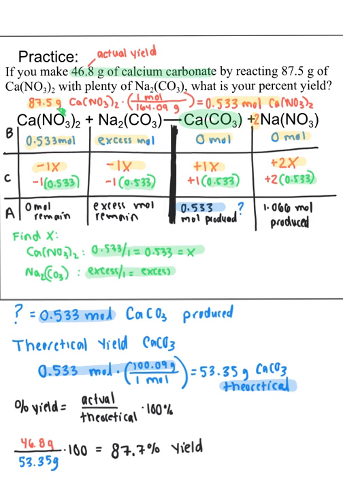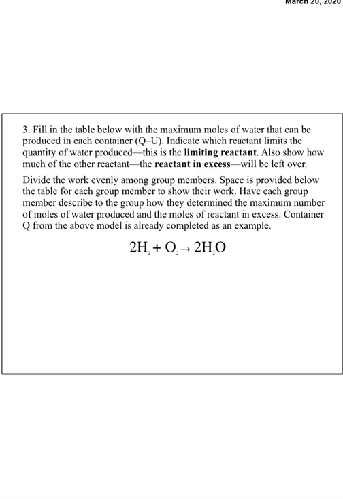Notice, we still have not touched this number up here, 46.8. Right? It's still sitting right there, haven't used it at all. Right now, I'm going to take actual, 46.8, divided by my theoretical, 53.55, times that bad boy by 100, and we have an 87.7% yield. Less than 100, which means we somehow did not either make as much CaCO3 as we said we would, or we did make it, and some of it was lost in the transferring from the beaker to the balance.